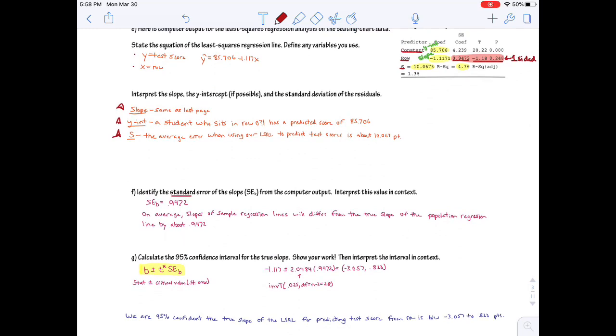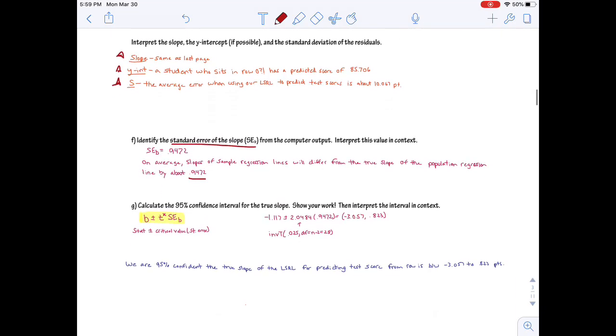Okay, your SEB, the standard error of the slope, is basically saying on average, when we create these least squares regression lines, they will differ from the true slope by about that much. So if I were to continuously do this, I will be off by about 0.94. My slope will be off that much. So it's very likely to get a slope of negative 0.5, as likely as 0.5, so it varies quite a bit there. And that came from our chart.